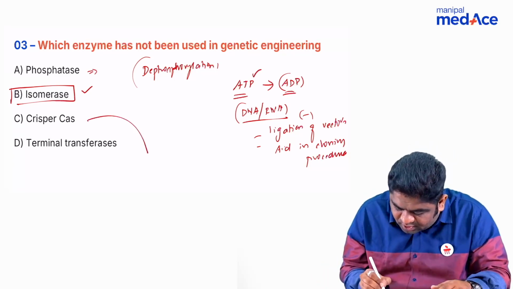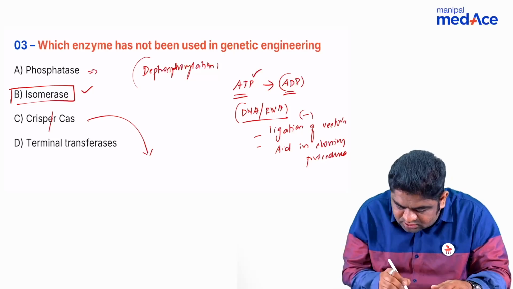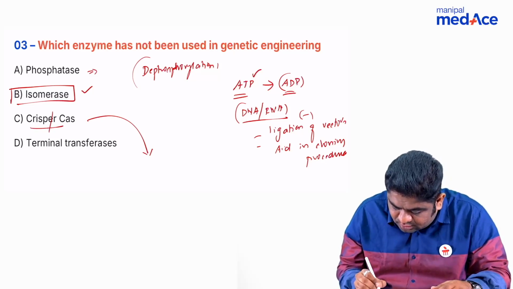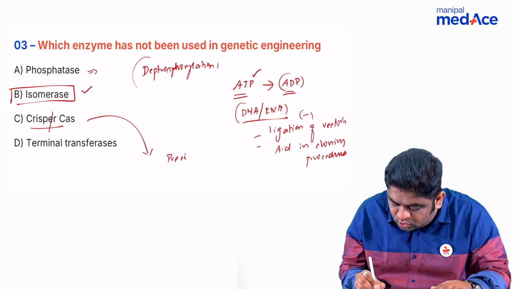Now, CRISPR-Cas, there is no E here, it is CRISPR-Cas. This CRISPR-Cas is a precise gene editing tool.